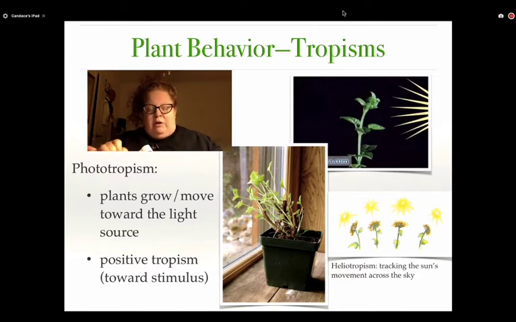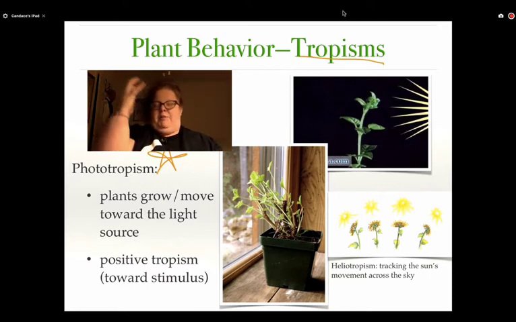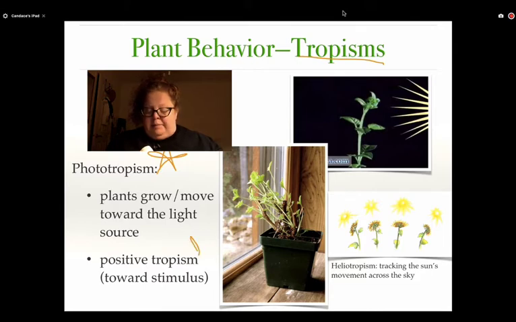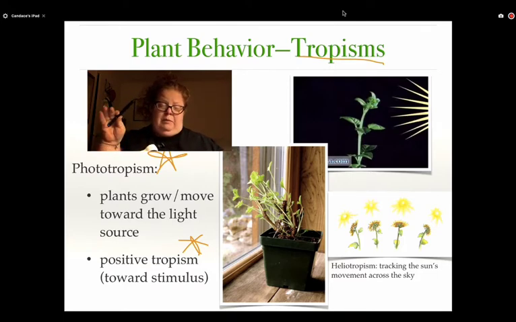So the first type of tropism we're going to talk about is called phototropism. This is when plants grow or move toward a light source. There are lots of cool experiments you can see where people have built boxes and only let light come through one way, and they put plants in the bottom, and they build this little maze, and the plant will find its way. It's a really neat thing, and this type of tropism is a positive tropism. The stimulus of the light is what we're moving toward, and so that is a positive tropism.